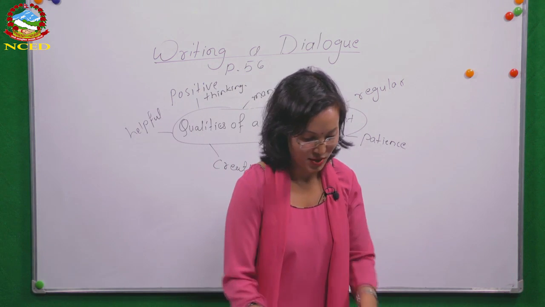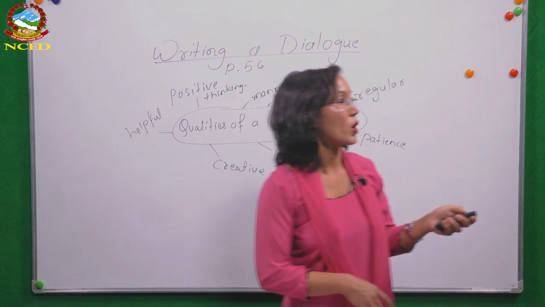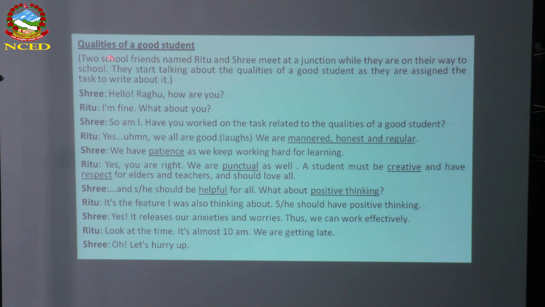Are you ready for it? Let's see. Now there, qualities of a good student. See, two school student friends named Ritu and Sri. Now these two are participants. Is that clear? Ritu and Sri meet at a junction while they are on the way to school. It is the location. That's the next element of dialogue. They start talking about qualities of a good student. This is a topic, as they are assigned the task to write about it. So they had got an assignment, a homework.